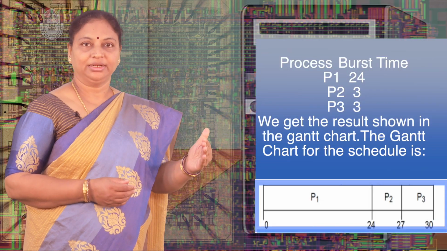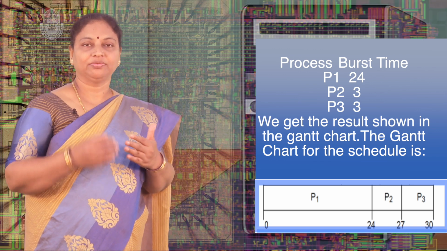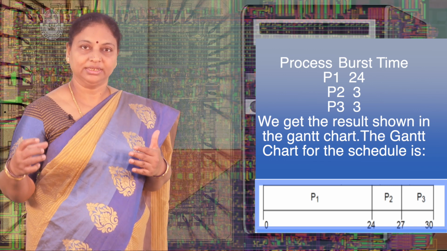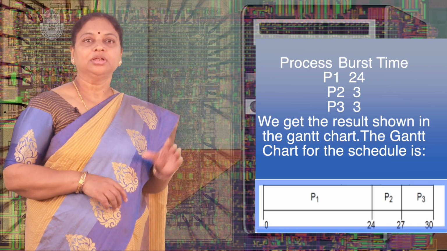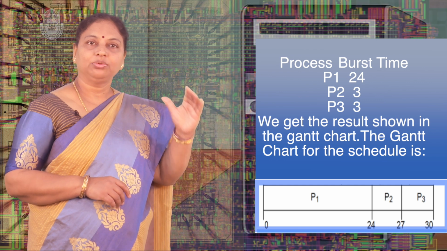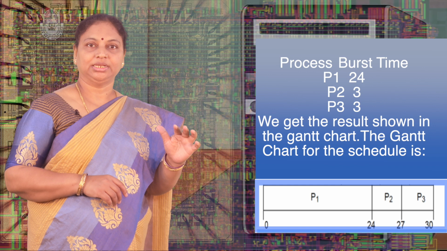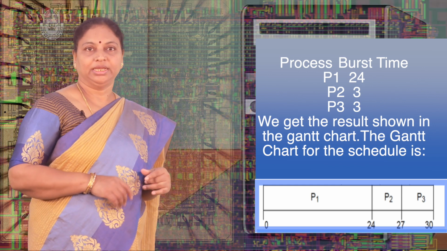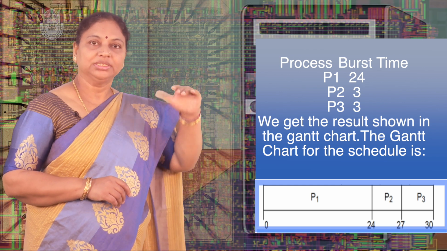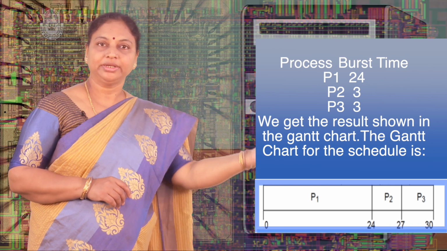Now let us assume that P2 has entered first, then P3, and at the end P1 has entered. Why we have taken P1 at the end is that it takes long CPU time. Now P2 is taking only 3 milliseconds, P3 is taking 3 milliseconds, and P1 is taking 24 milliseconds. So now, since P2 has entered the system first, CPU will be allocated to it.